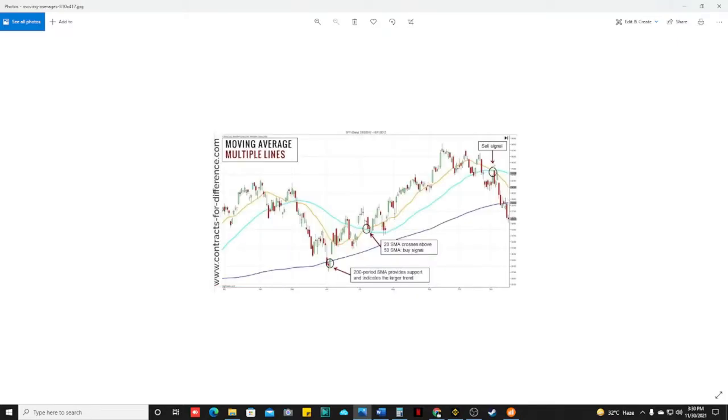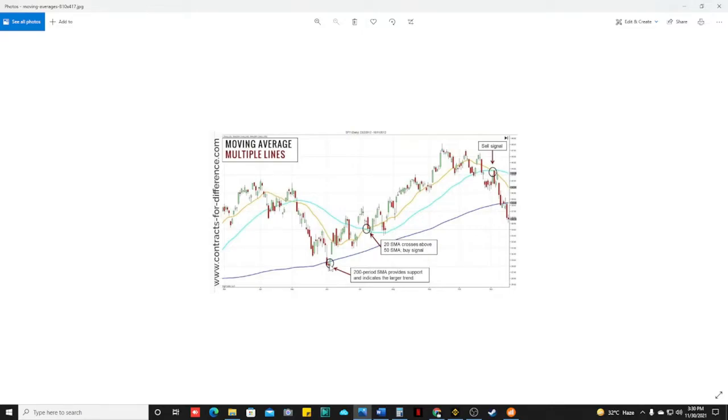So, how to make a signal here? When there's a crossover between 20 moving average and 50 moving average, the S there is simple. Okay, simple moving average. So, once the 20, the yellow line, crosses the 50, the blue line, it's a sign of new trend. It's going down. Okay?